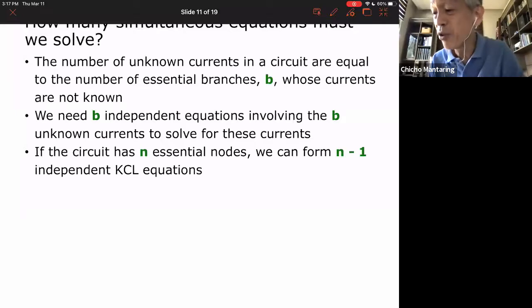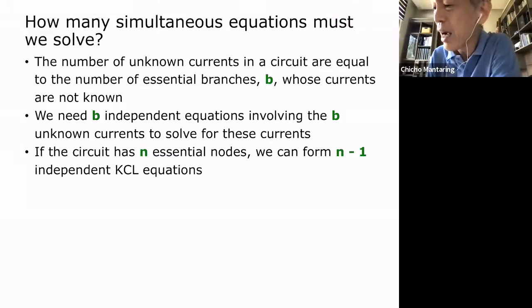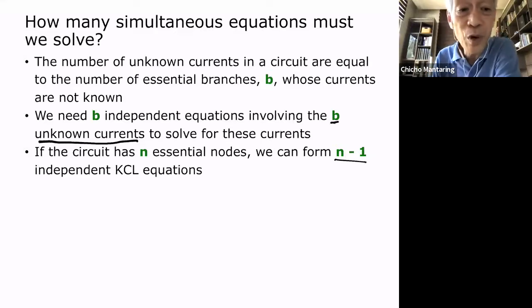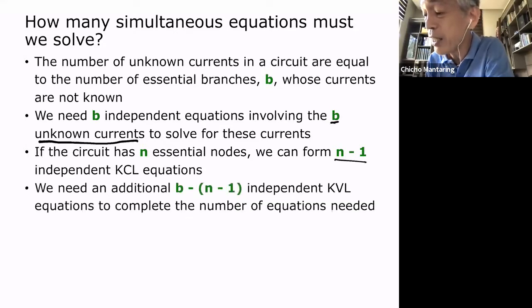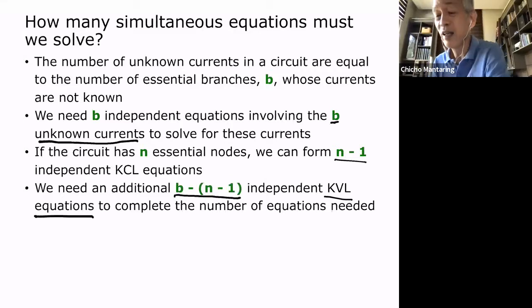Now, I have B unknown currents. I can form only n-1 KCL equations. Where will I get the rest of the equations that I need? Where will they come from? This is the remaining number of equations that I need, an additional b minus (n minus 1). And I do that using my KVL equations.